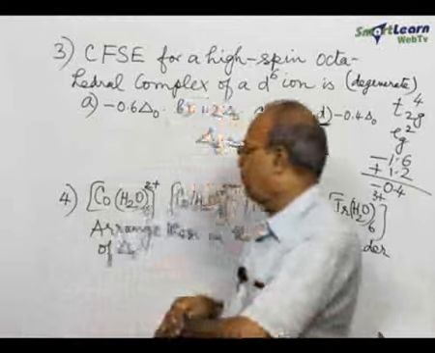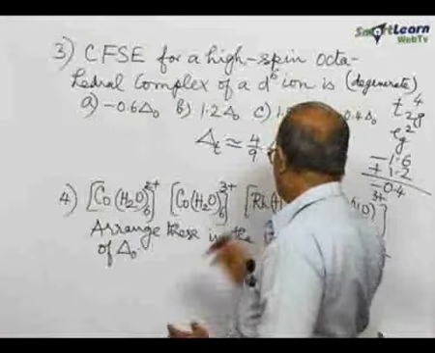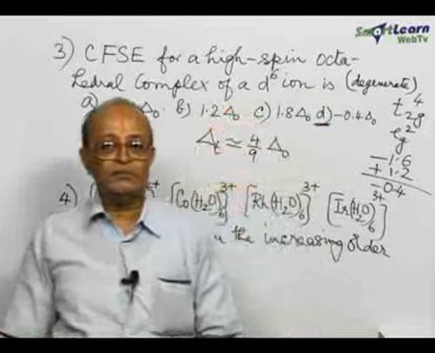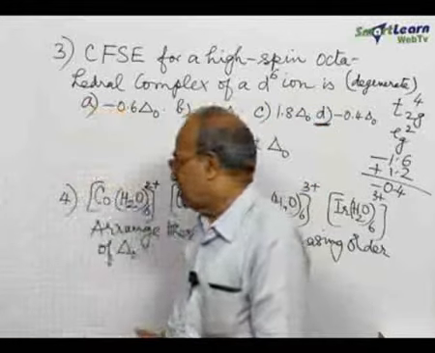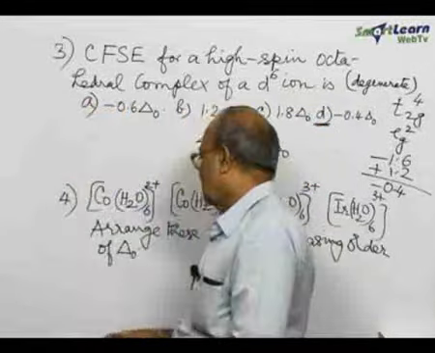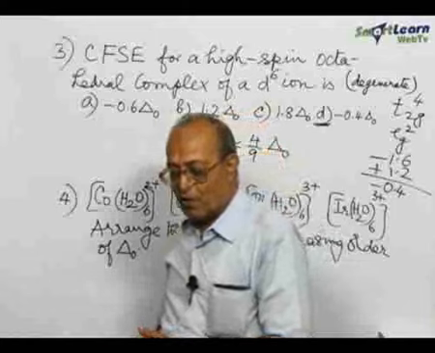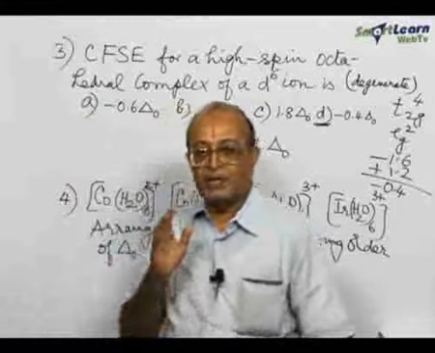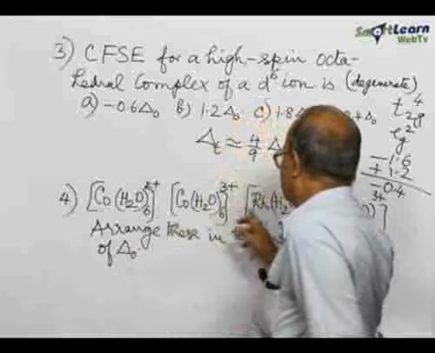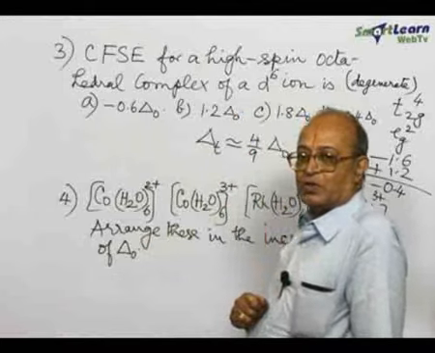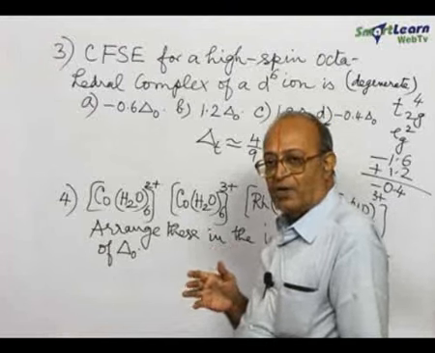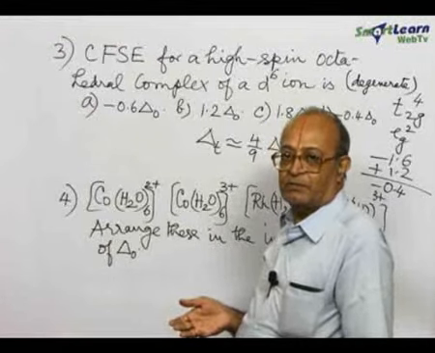Question number 4. I have given here 4 complex ions. This is also based on the delta O values. You can notice these 4 examples, all of them contain 6 ligands, water molecules. So, all of them will have the octahedral geometry.